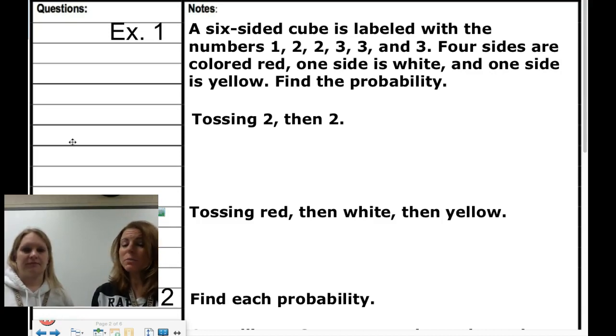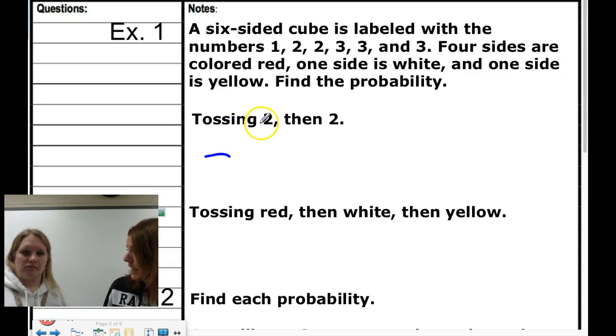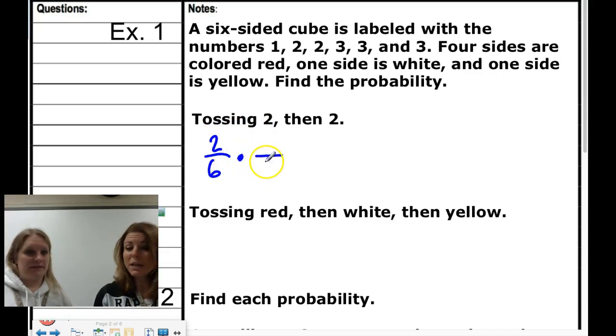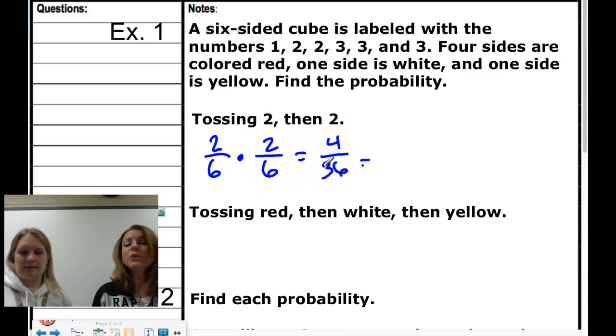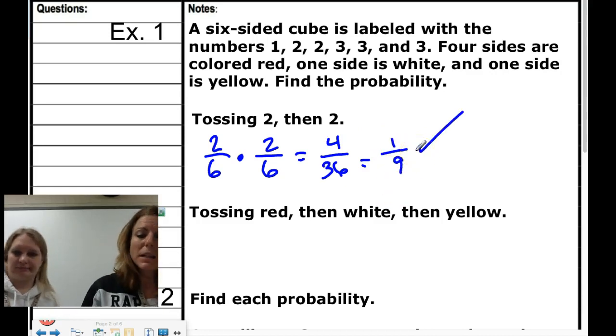We're going to find some probabilities here. The minute we say probability, it's a fraction. Find the probability of tossing a 2, then a 2. We do one probability at a time. How many sides are on the cube? 6. That's our denominator. And how many 2s? 2. That's our numerator. Now we multiply by the probability of tossing a 2 again, which is the same, 2 over 6. When you multiply fractions, you multiply straight across. 2 times 2 is 4, 6 times 6 is 36, and you never leave your answer like that. You always reduce it to simplest form.